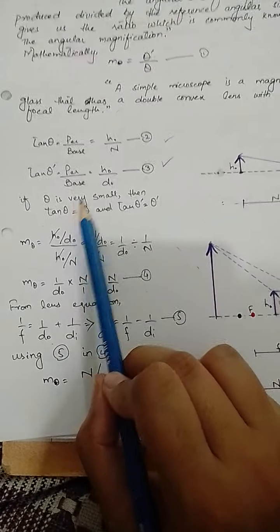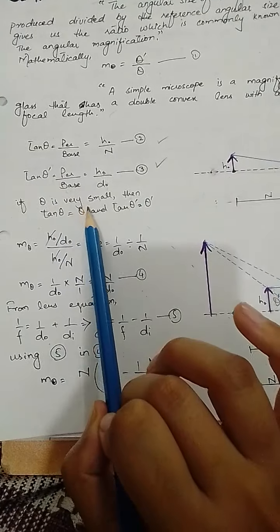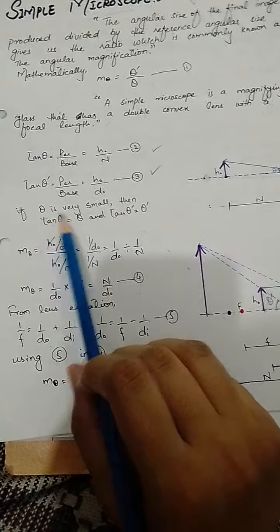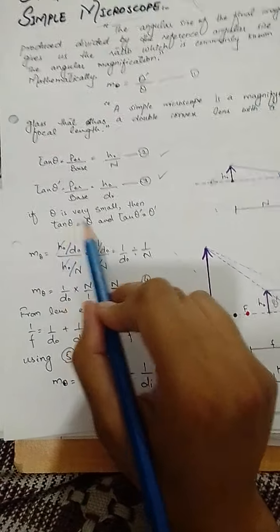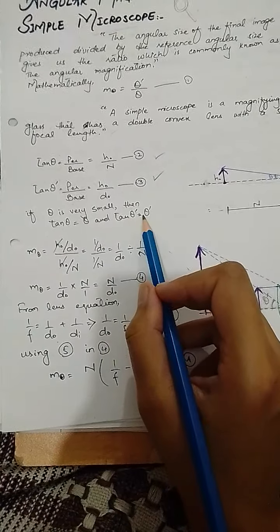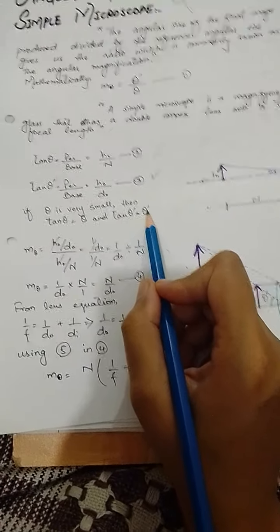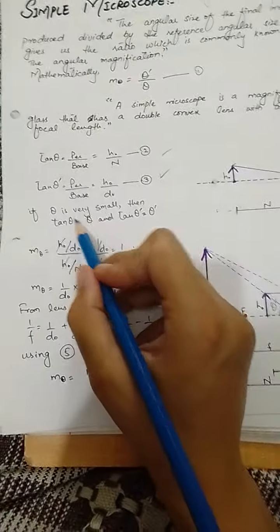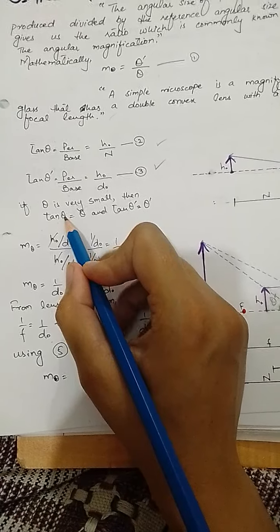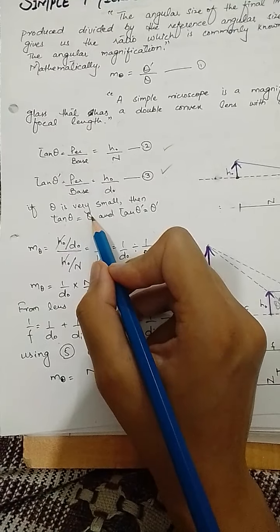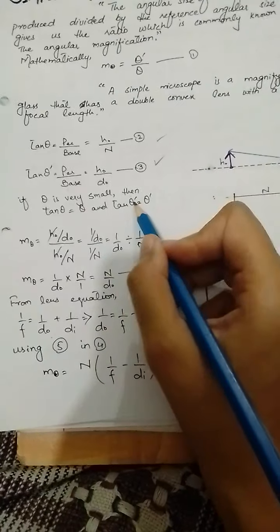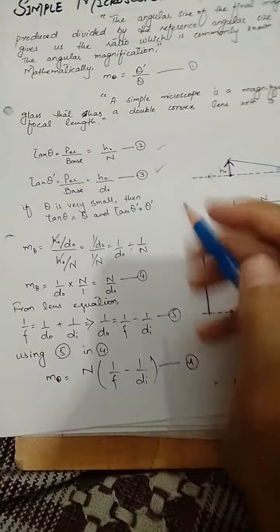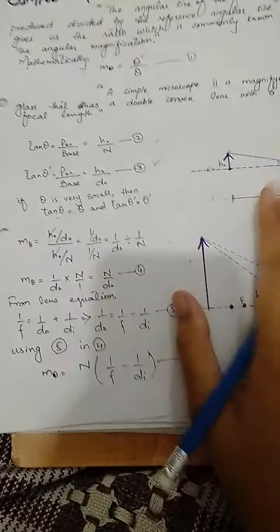If theta is very small, then this is the property used in mathematics: tan theta becomes theta and tan theta dash becomes theta dash. It doesn't mean these two are equal. It just means that the tangent of this angle is equal to the angle itself, and the tangent of this angle is equal to the angle itself, the theta dash itself. This is a property we use in mathematics in many cases.